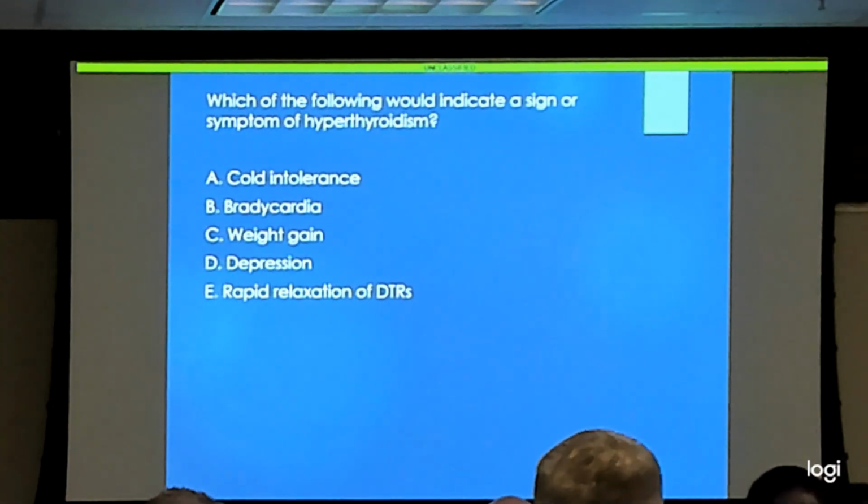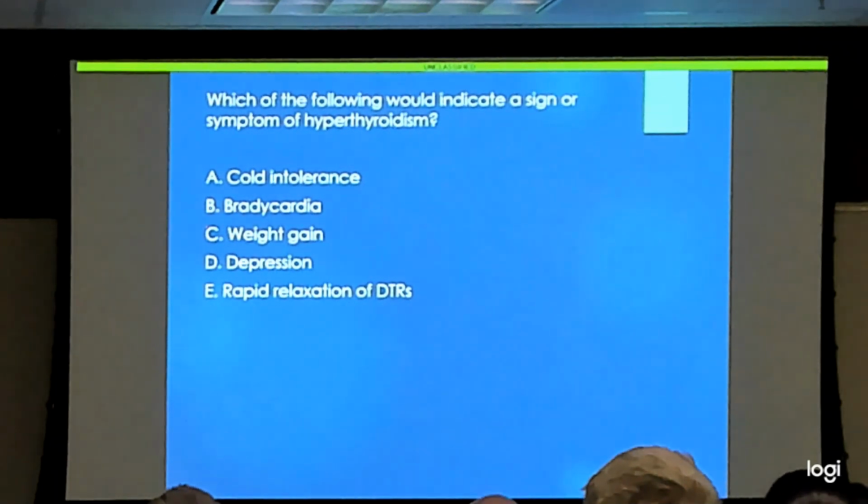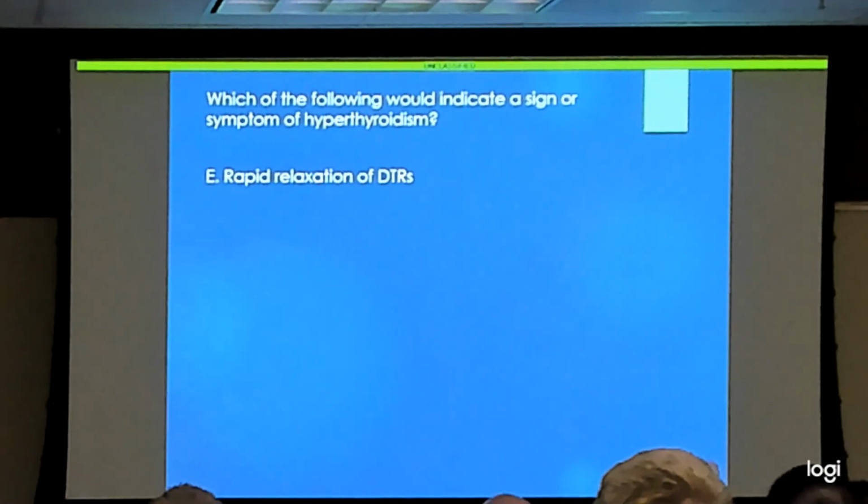All right. Which of the following would indicate a sign or symptom of hypothyroidism? I'm sorry, hyperthyroidism. I can't read. Sign or symptom of hyperthyroidism. Remember, which way is the metabolic rate going? Crazy elevated, right? So picture what goes with that. Okay. All right. Who says A? Who says B? Who says C? Who says D? Who says E? You guys are so smart. Good job. That's right.